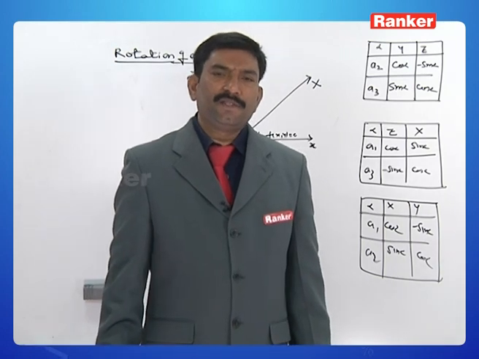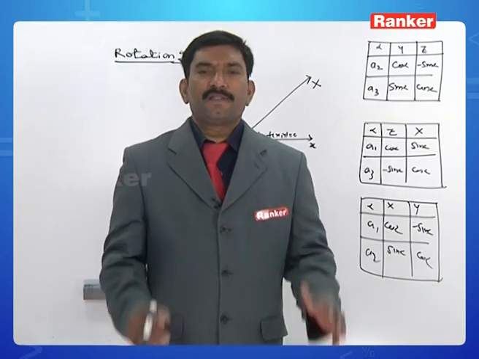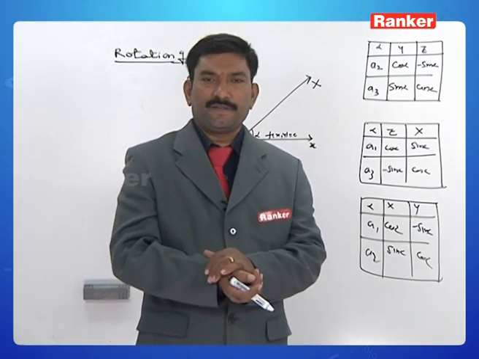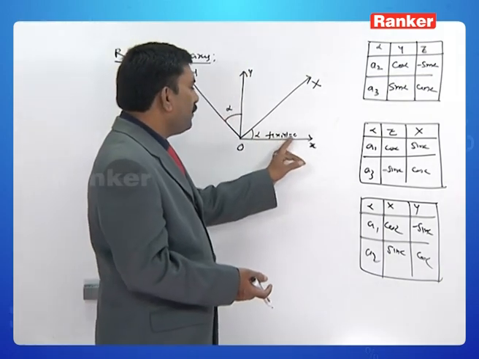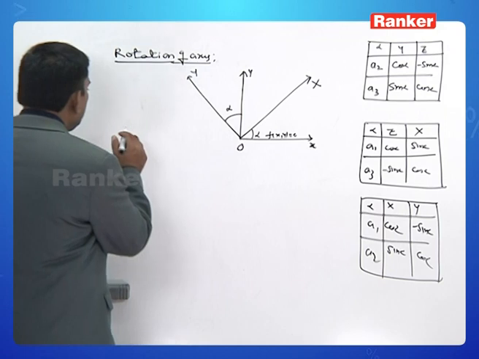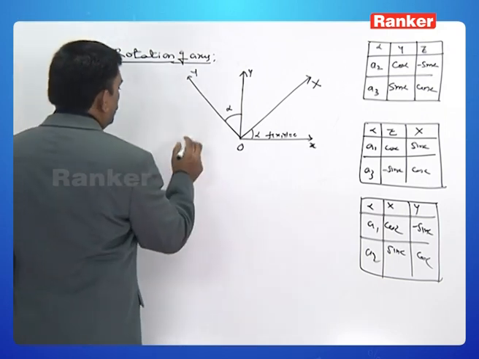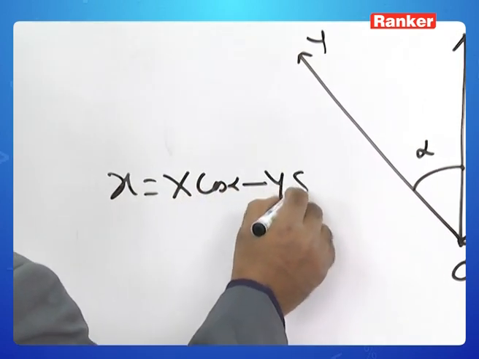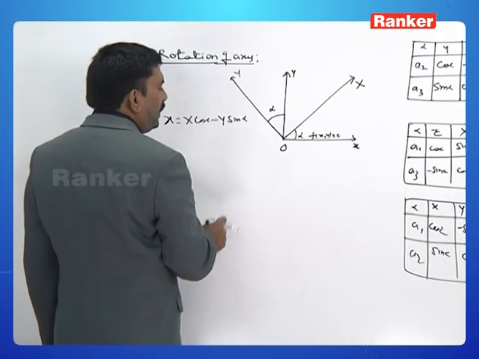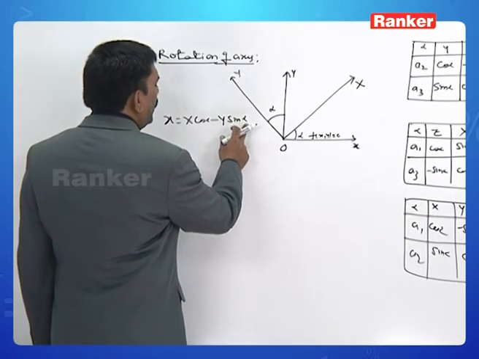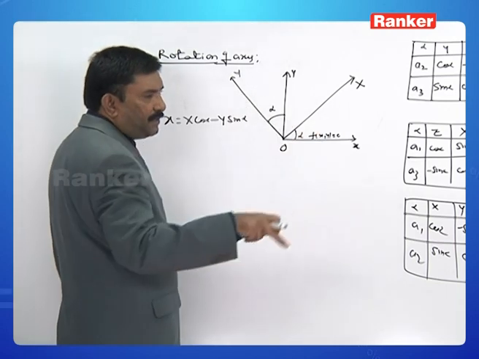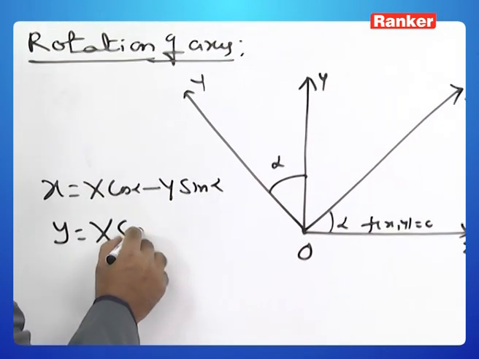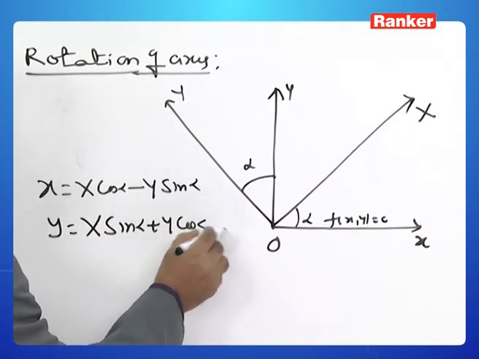When the direction of the axis changes without shifting the origin, such a transformation is known as rotation of axis. When this is the curve small f of x comma y is equal to 0, then small x becomes x cos alpha minus y sin alpha. If it is anti-clockwise direction, you have to take the angle as alpha. If it is clockwise direction, you have to take the angle as minus alpha. Therefore, small y is equal to x sin alpha plus y cos alpha.